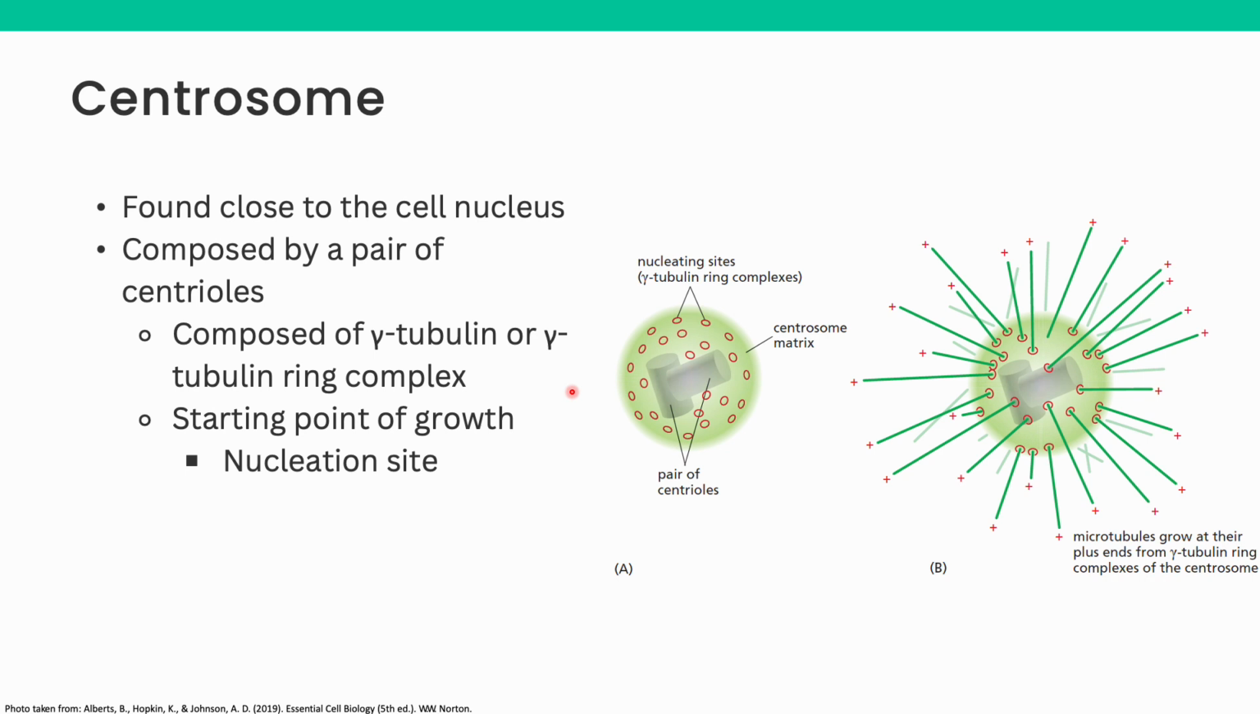And in the previous slide, we mentioned that our microtubules could grow from both ends in vitro. However, in vivo, or in the living cell, our microtubules can only grow from the plus end, and that is because the minus end is attached to our centrosome.